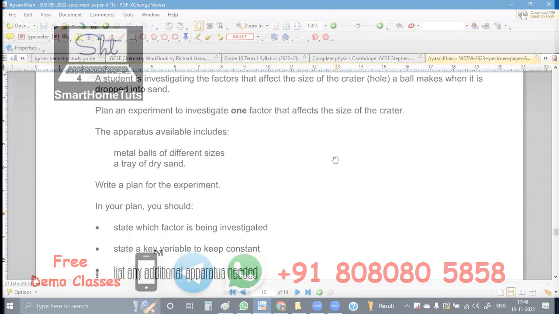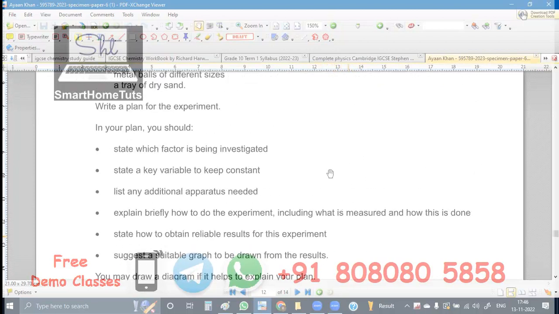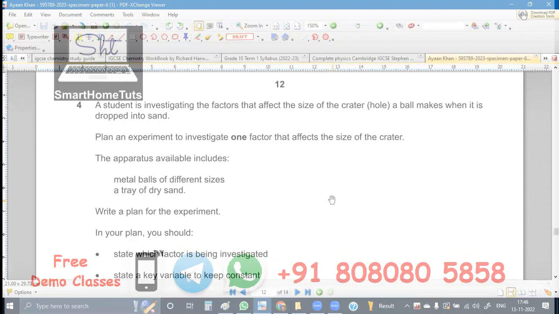Okay, this is the last question we are doing now, that is planning an experiment. This kind of question is going to be very important. You will have to think on your own and do it. We will do maximum practice of these kinds of questions on planning an experiment. There is one full video of 2 hours, which I have recorded before, on planning an experiment.